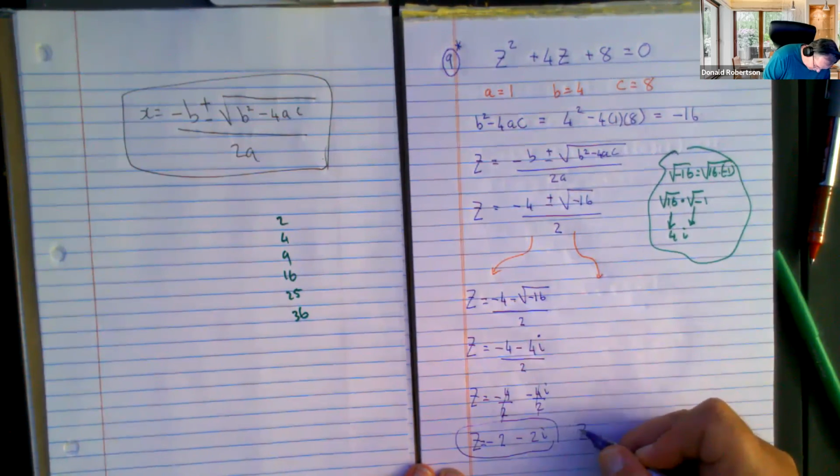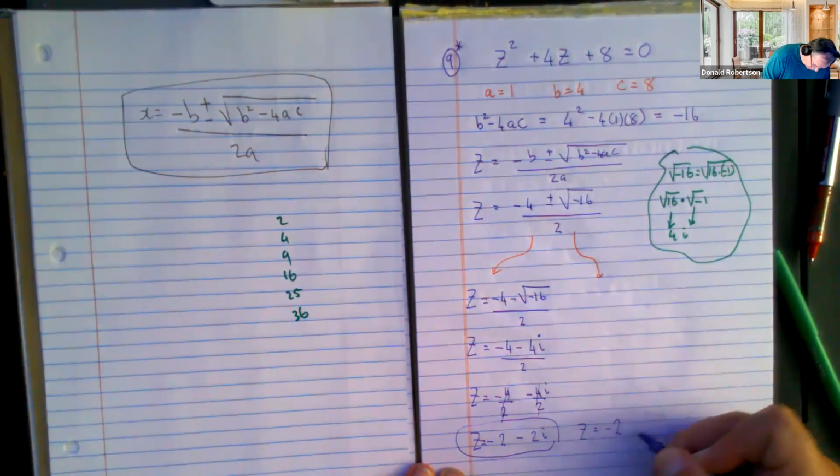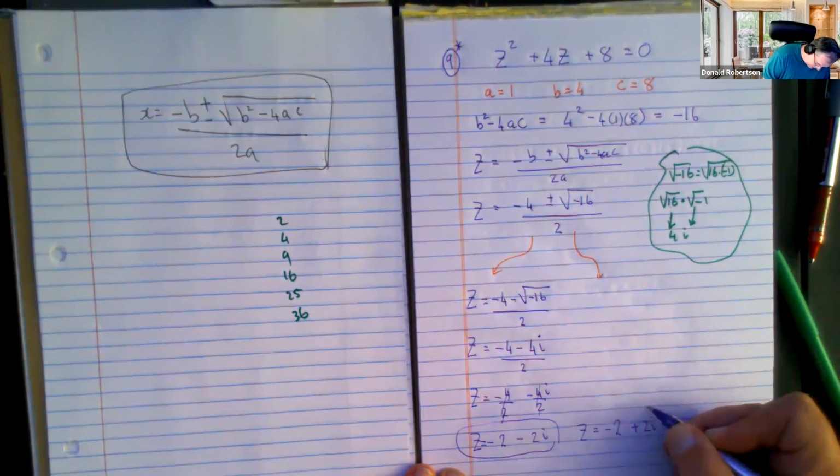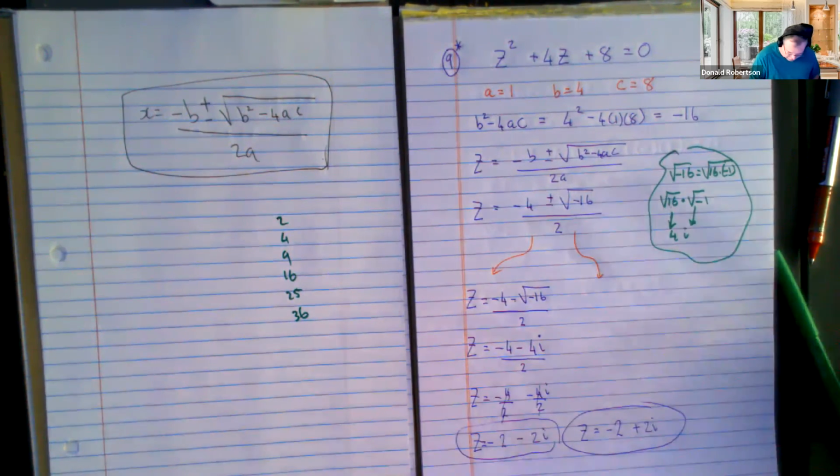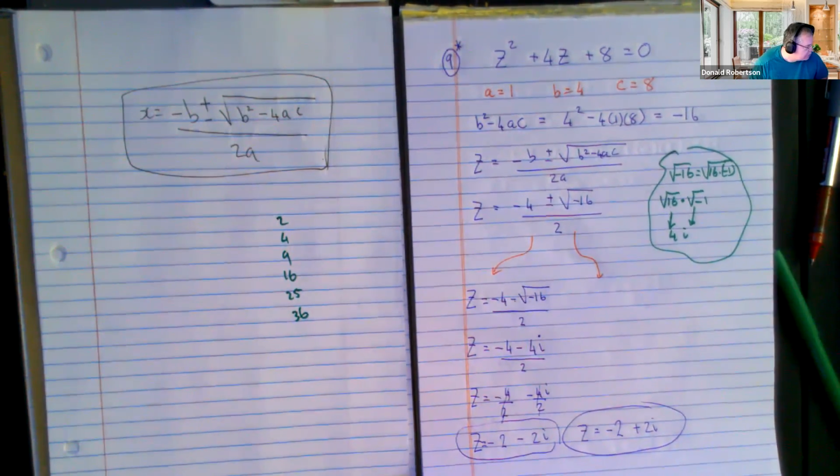And the other one I can make a prediction. It's going to have the same first number, but a plus 2i. There is your 2 solutions. Yet you get a complex number.